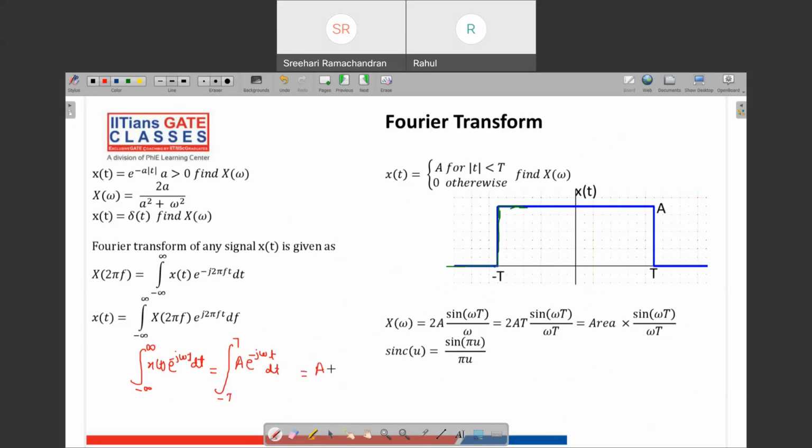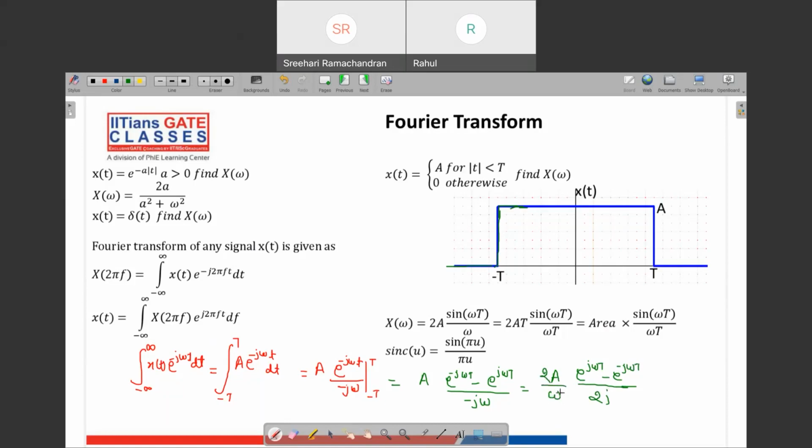This you can also write as a e to the power minus j omega t divided by minus j omega, and the limit is changing from minus T to capital T. Now once you put the limit, you will get a e to the power minus j omega capital T minus e to the power j omega capital T divided by minus j omega. This you can further write as a e to the power j omega capital T minus e to the power minus j omega capital T divided by 2j into 2 divided by omega.